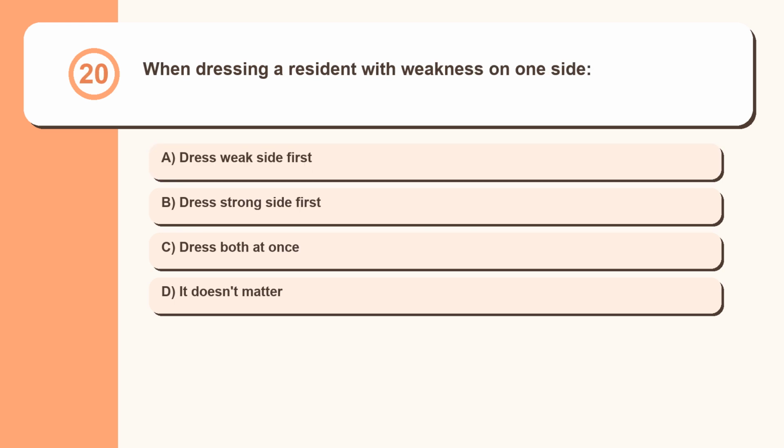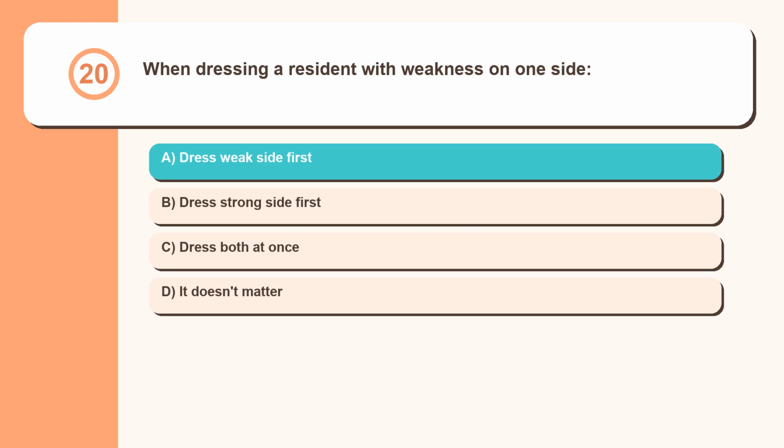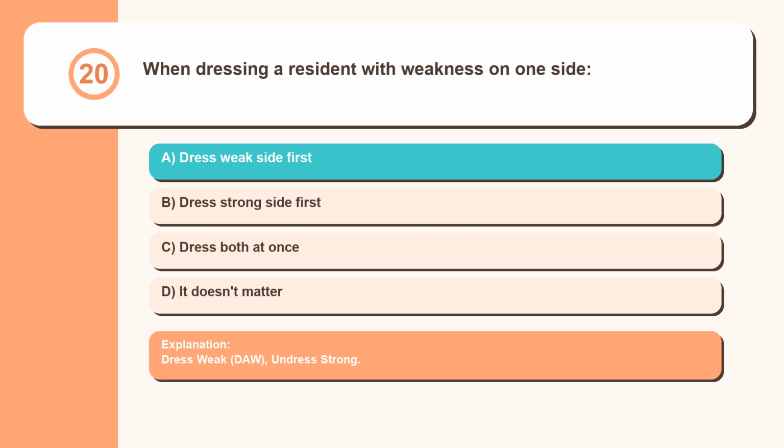Question 20. When dressing a resident with weakness on one side, dress weak side first. Dress strong side first. Dress both at once. It doesn't matter. Dress weak, undress strong.